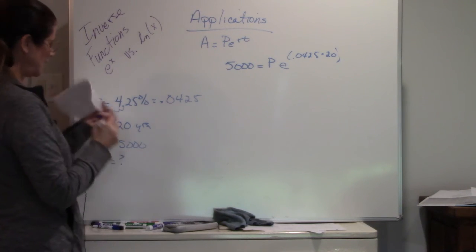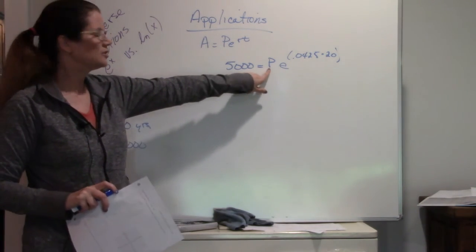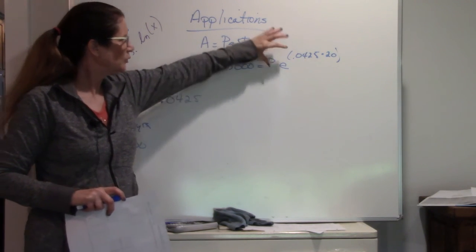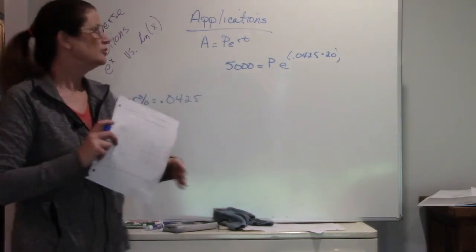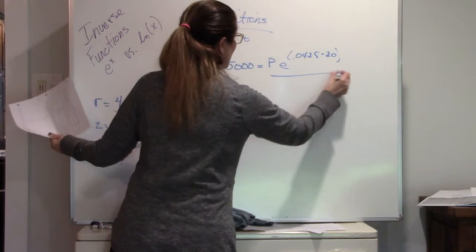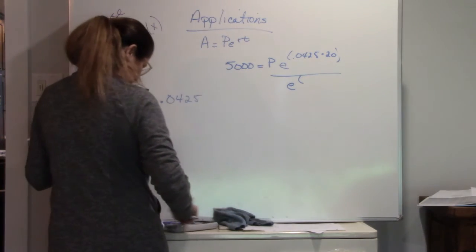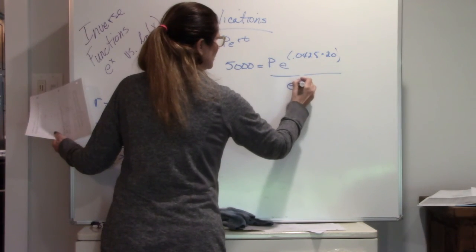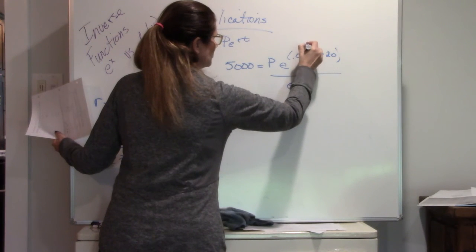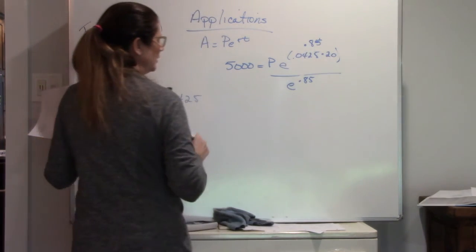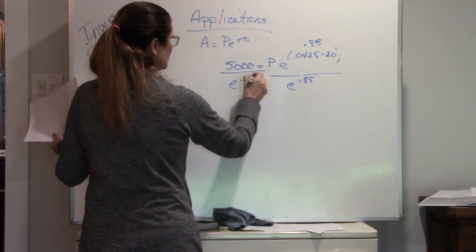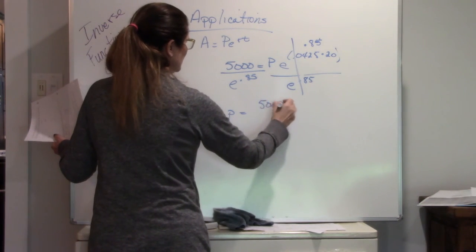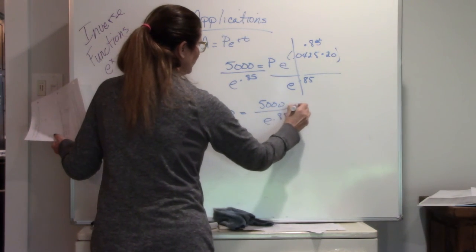Okay, so in this case, our unknown is the P. So what we're going to do is get rid of this number. Remember, e is a number. So we are going to divide both sides by e raised to the 0.0425 times 20, which is 0.85. All I did is multiply that and got 0.85. I'm going to divide both sides by e raised to the 0.85. That cancels that. So P equals 5,000 divided by e raised to the 0.85.